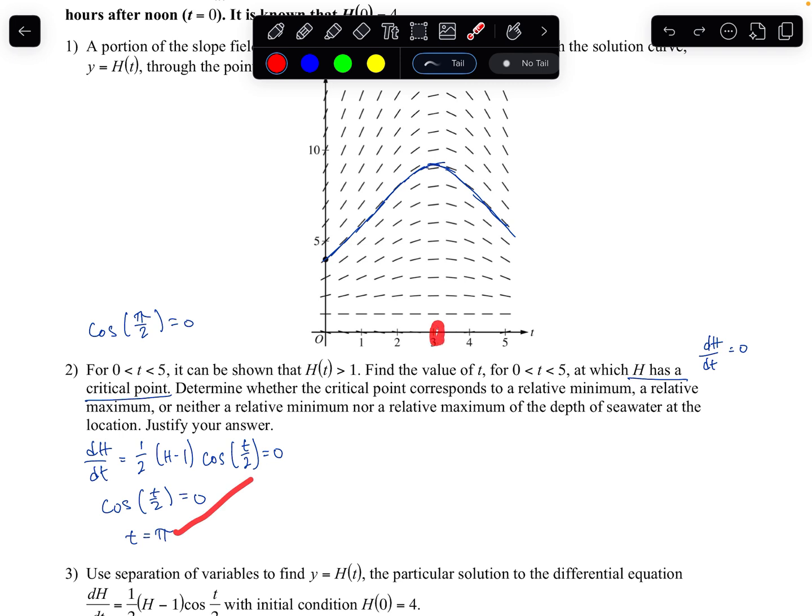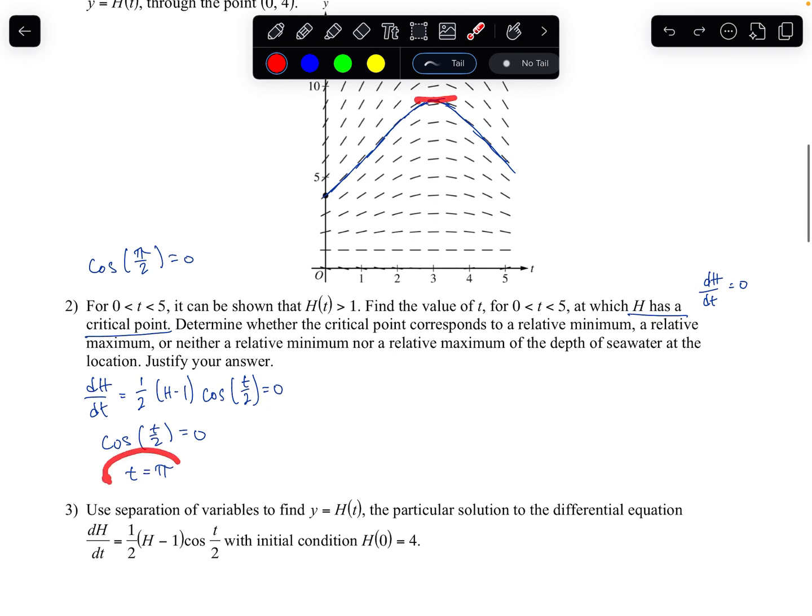If you look around 3, pi is around 3, look at this right here. That's where h is going to have a critical point. Again, you can't refer to this graph right here and say, maybe around 3. You're not going to get a point. If you say, maybe around t equals 3, we're going to have a critical point, because that's where it has a derivative of 0. T equals pi would be a good answer. So when t is equal to pi, our derivative will be 0. Okay, so far we're doing pretty good.